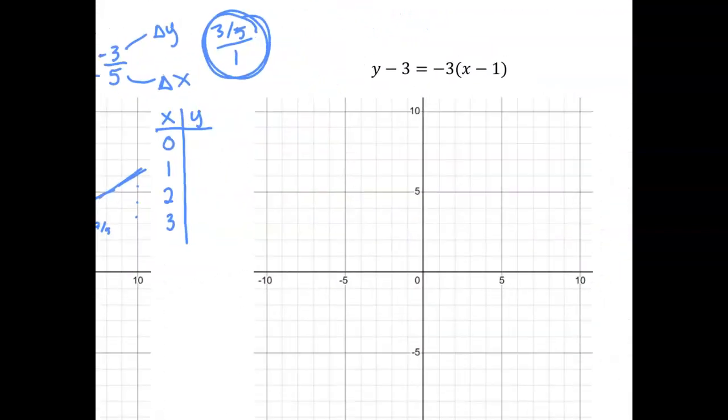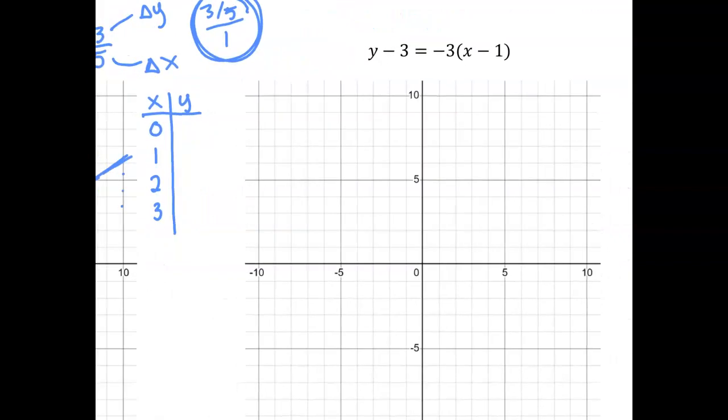Okay, the second one we have here is actually written in point slope form. And you don't really see this a lot, but I just wanted to point out that if you get something written in this form and you recognize it, then you can say right off the bat that our slope is -3. Our x1, our x value is +1. Remember, the minus is built into the formula. And our y value is 3. Again, the minus is built into our formula.